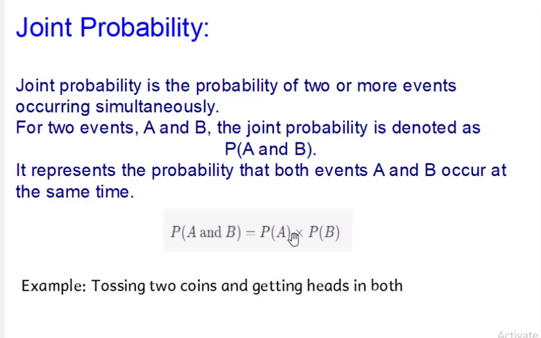So both are independent. Similarly, we can say the same for throwing dice. If we throw two dice, then getting any number on one and any other number on the second one, they are totally independent.